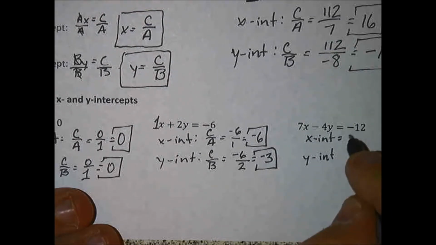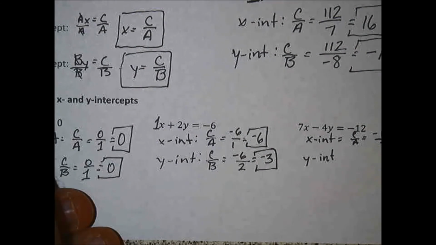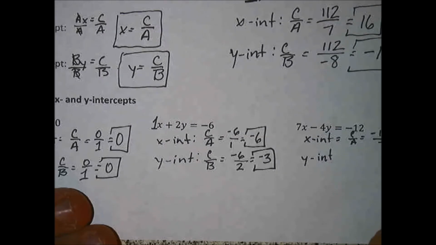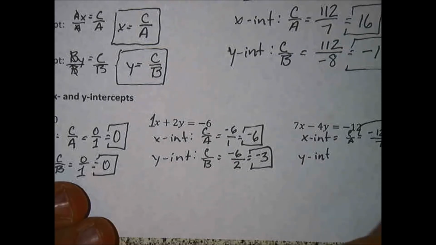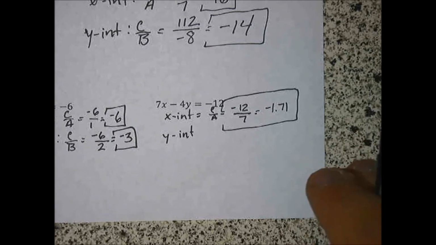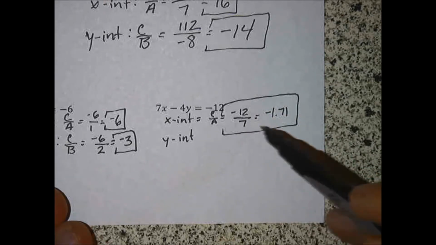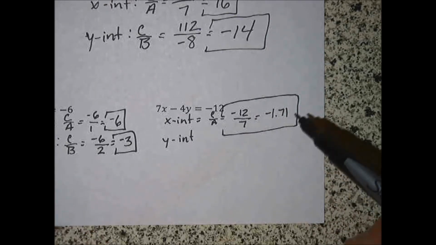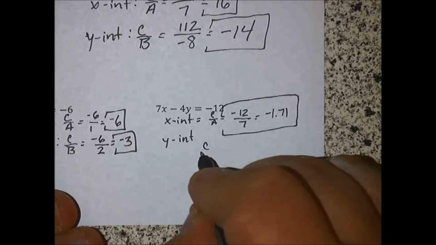Because I can see right now, for the x-intercept we have C over A. C is negative 12 and A is 7. I know those two don't divide into each other evenly. So if you want to say negative 1.71, that'd be okay. If you wanted to leave it as the negative 12 over 7, that'd be okay also. It doesn't really matter to me. All right, here we have C over B.